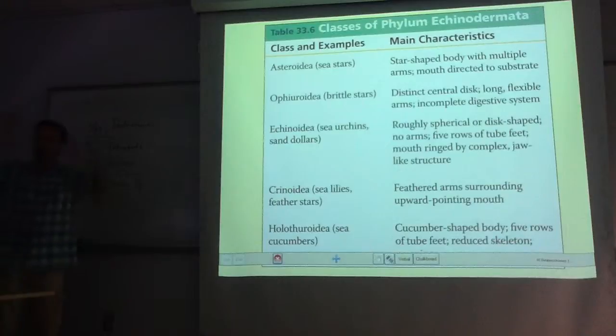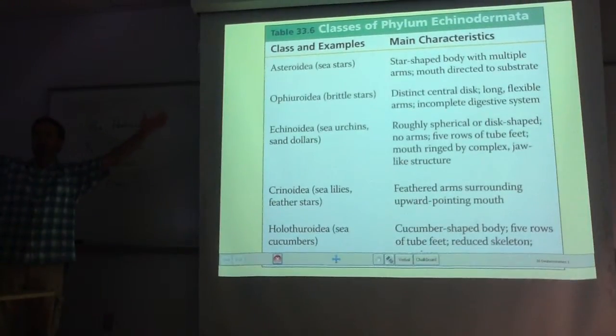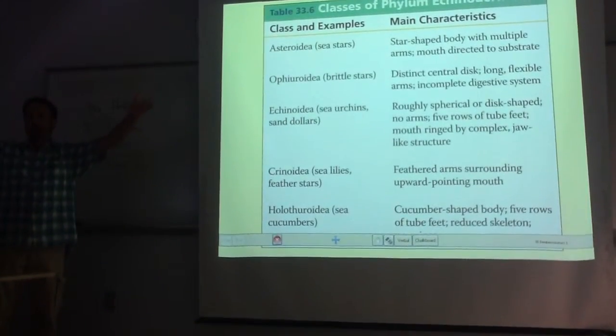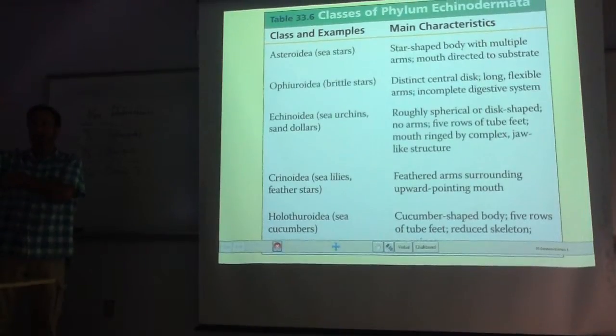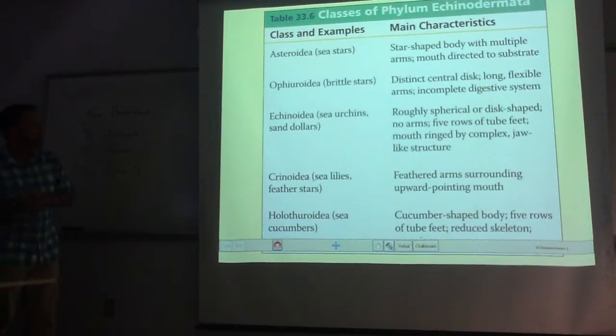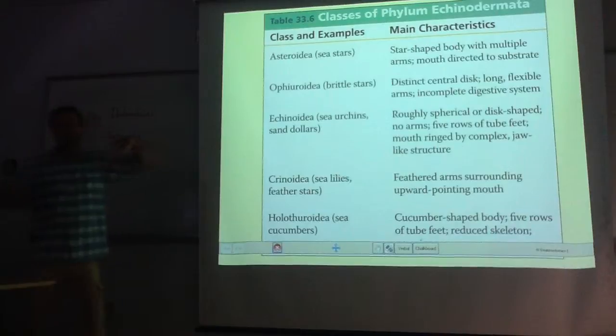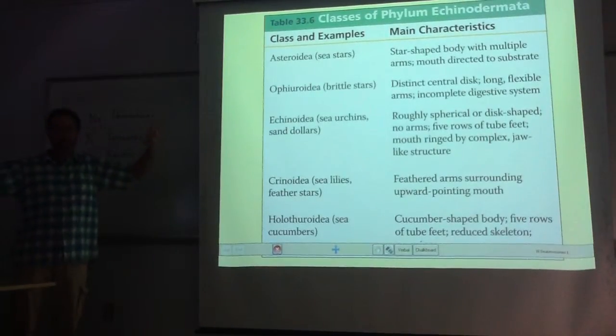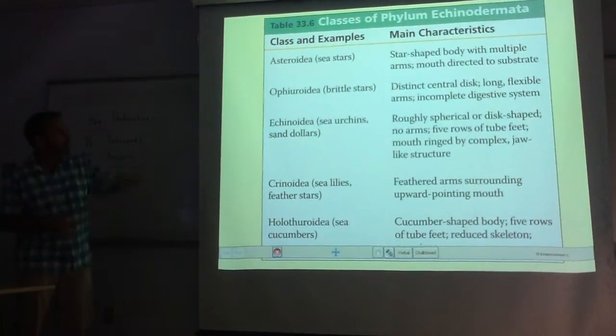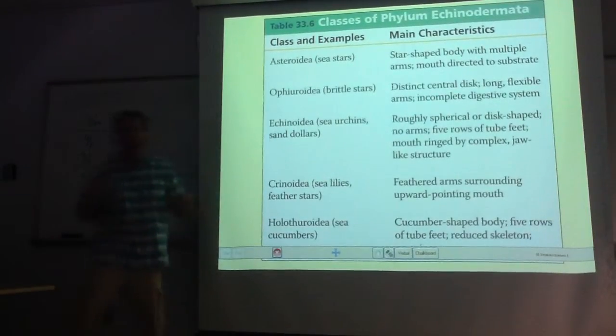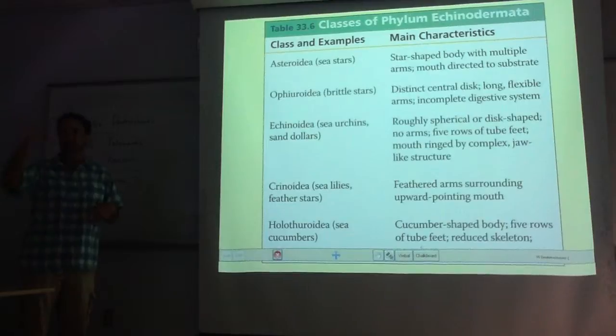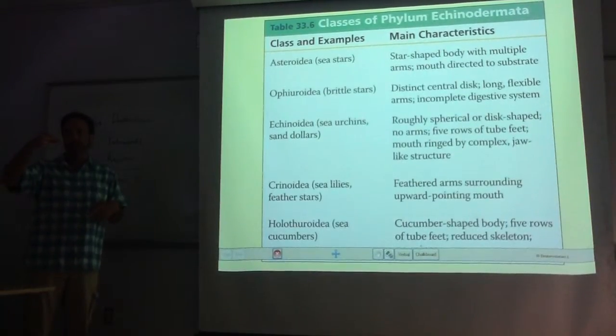Okay, so if this is the phylum Echinodermata, we can divide it up into classes. There are 5. Here we go with names again, right? Asteroidea. Aster means star. Those are the starfish, basically, sea stars. Ophiuroidea are going to be brittle stars and basket stars. And I have those little serpent stars in the tank. I think some of you probably saw them.